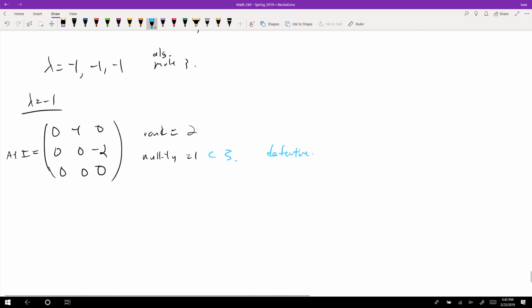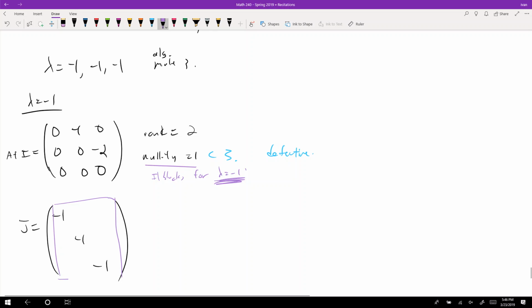Don't try to find S first. J is equal to -1, -1, -1. And remember, what does the nullity tell us? The number of blocks for lambda equals -1. That's the important thing, it's just for this eigenvalue. Since there's only one block around my -1s, there's only one way to fill that in, which is 1, 1, and 0.